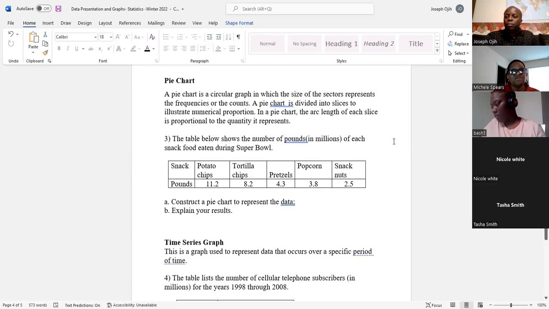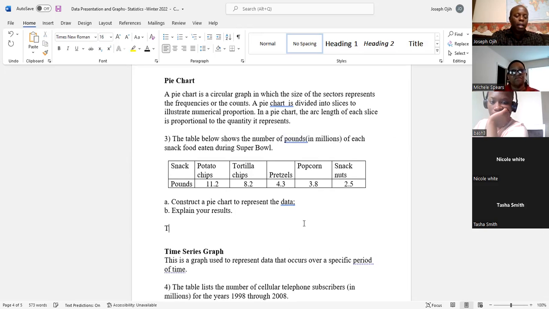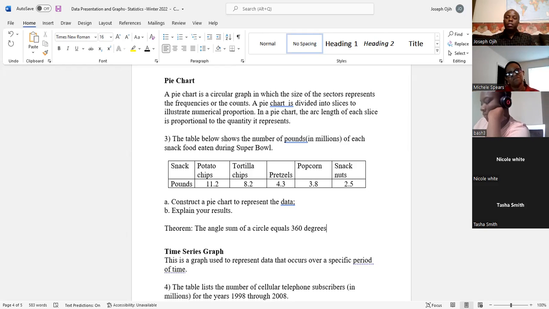Now, how do we do it? There are 2 ways you can do it. You can draw it manually with pencil, pen, and paper. If I want to do that, there's a theory you have to have in mind. That theory is that the angle sum of a circle equals 360 degrees. So with that, you can make a table of values, get your percentages and frequency, relative frequency, which we did yesterday, and then use a protractor.